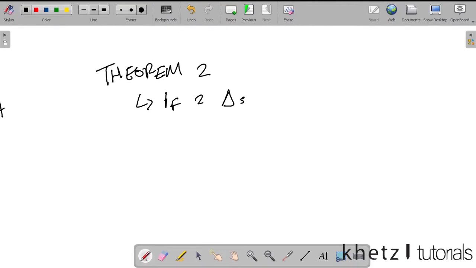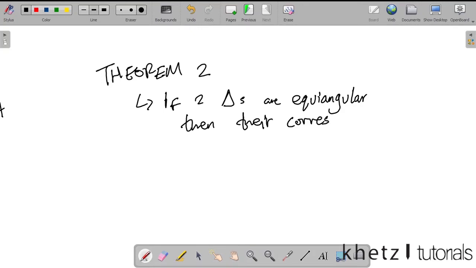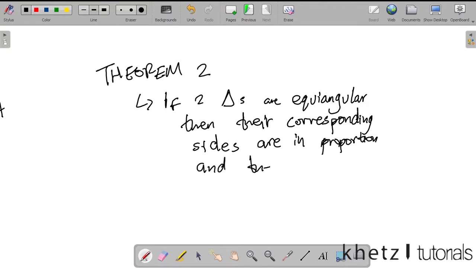If two triangles are equiangular, which means they have the same angles, then their corresponding sides are in proportion, and the triangles are similar.